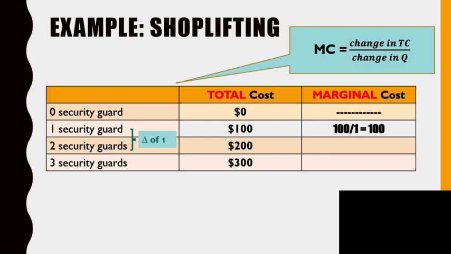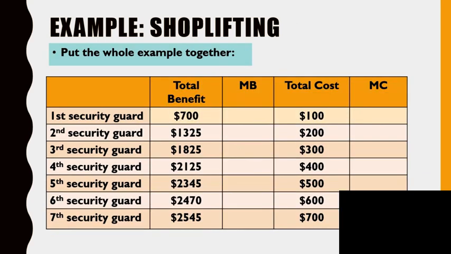When we go from 1 to 2, how many more guards are we hiring? Remember, we've got to look at the change in. So it's not 2 guards, we're hiring 1 more guard. So the change in Q is only 1. Total cost goes from 100 to 200. So it's a change of 100, which means the marginal cost of getting a second guard is $100. You guys get the idea.